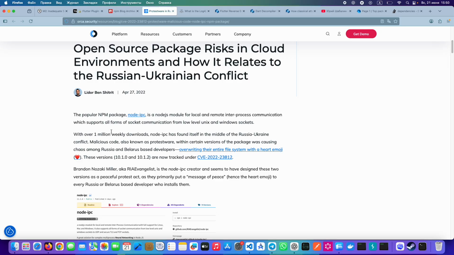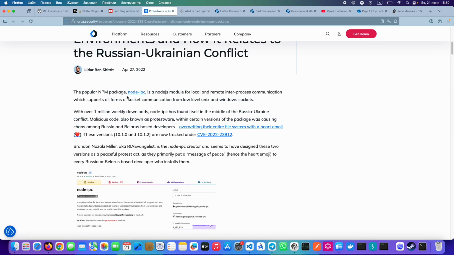It's not like a contributor came and everybody gave him permission. The main maintainer of this package, node-ipc, added malicious code himself. He was a Ukrainian guy. So during the 2022 conflict, this guy added new malicious code inside his own package, in new versions from 10.1.0 to 10.1.2.